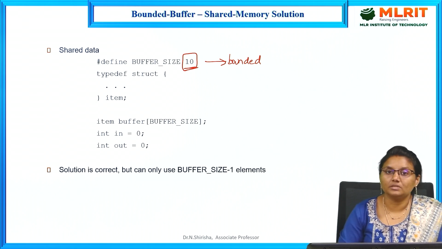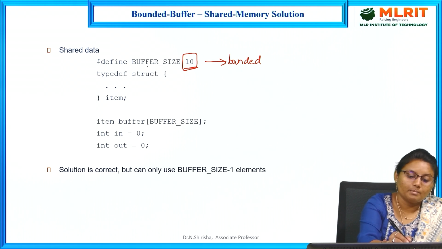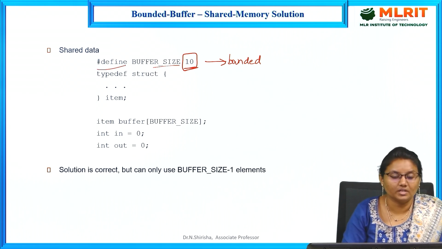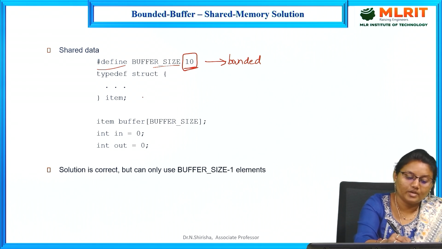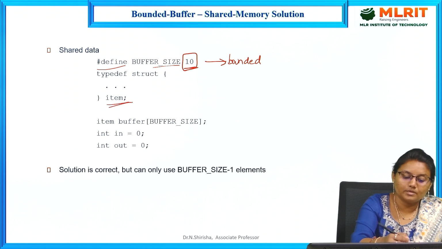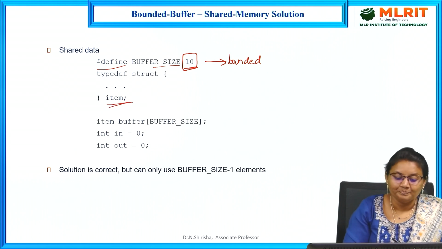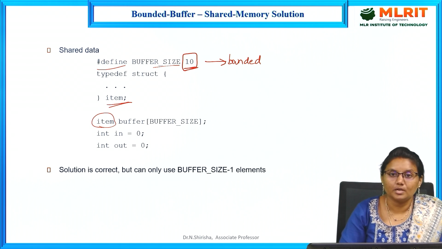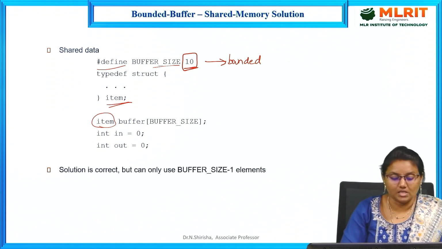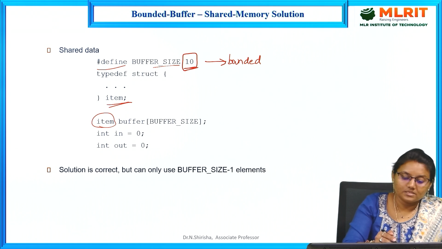We are using a fixed size buffer here, and the buffer size is a variable which we define using #define. And typedef is typedef, and we are giving the structure here. This is a structure where you can give the item and produce items into the buffer. This structure item carries all the items that the producer is producing and the consumer is consuming. That is item. So, item buffer size is what? It is 10. So, item has a buffer with the size 10.